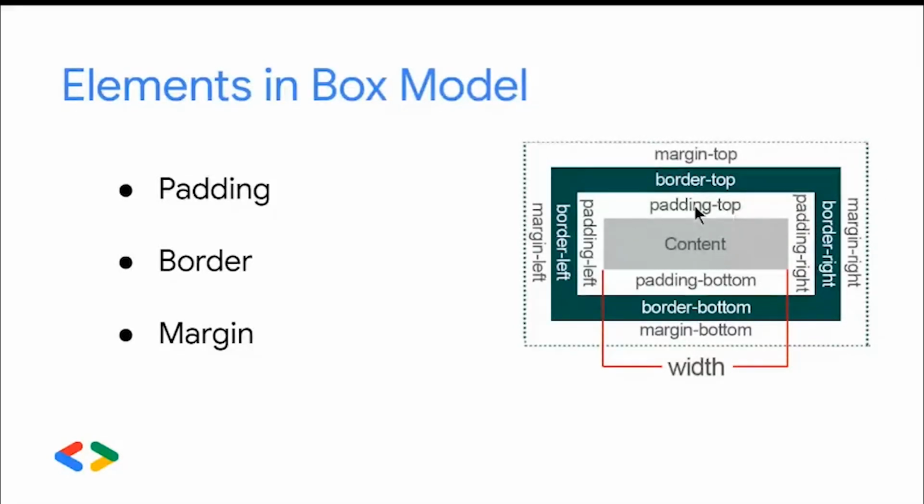Let's say you have given padding top equal to 5 pixels, then there will be 5 pixels above your HTML element. If you give padding left equal to 5 pixels, then there will be 5 pixels of padding towards the left of your HTML tag. In a similar way, there is border top, border left, border bottom, and border right. And there is also margin. So this is how the box model works.